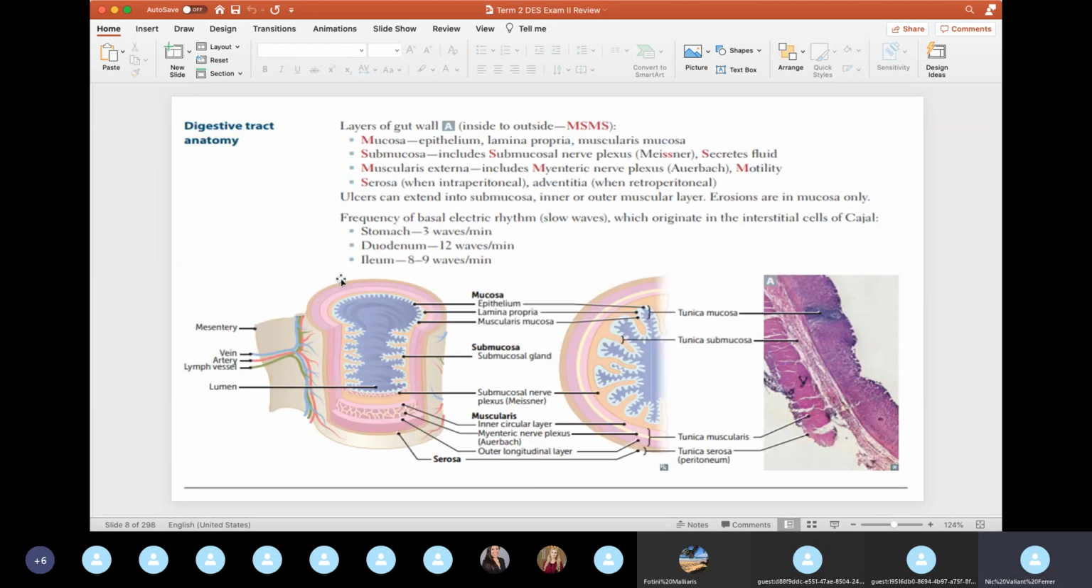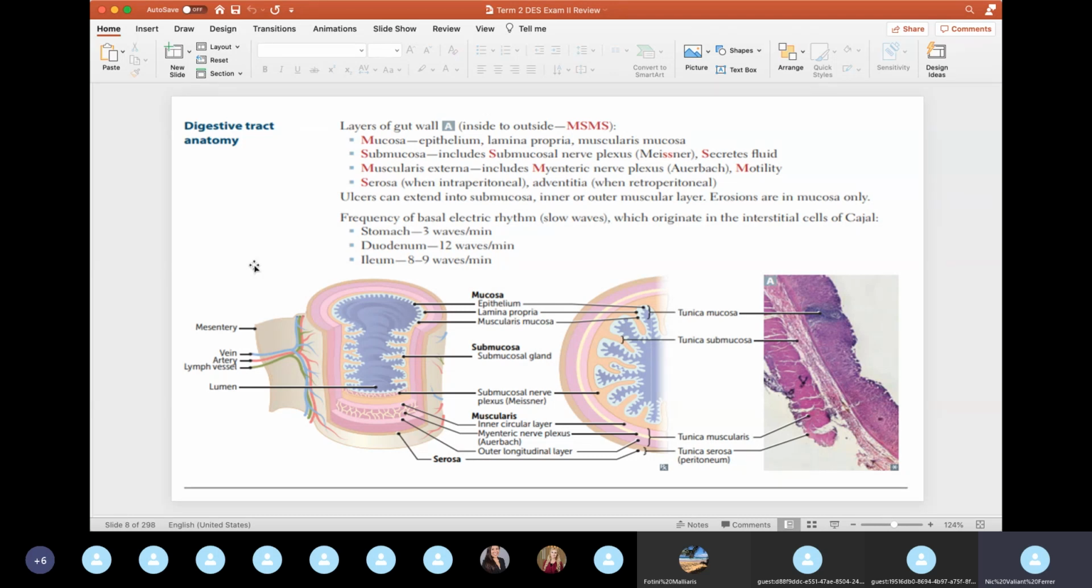All right, next. Anatomy, GI tract. This is high yield. Put a star here. The layers of the gut wall. So mucosa, what can we find there? You can find the epithelium. You can find the lamina propria, muscularis mucosa. Beneath that is your submucosa. What's in there? High yield, submucosal nerve plexus.